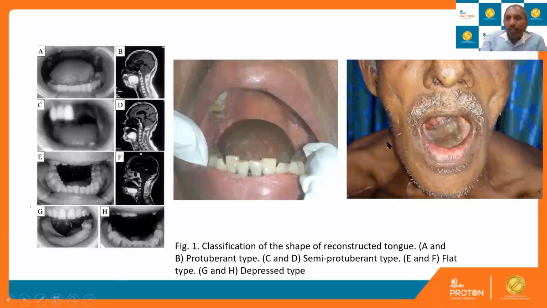So you can see in this a PMMC reconstruction. The flap is flattened out with no volume, no height. You can see this other picture where the tongue is reconstructed with a good free flap, an ALT free flap. There's good volume and good height, which will definitely influence the functional outcome.